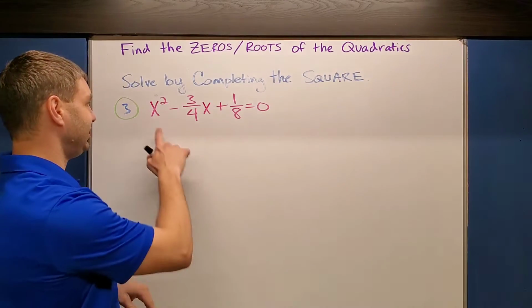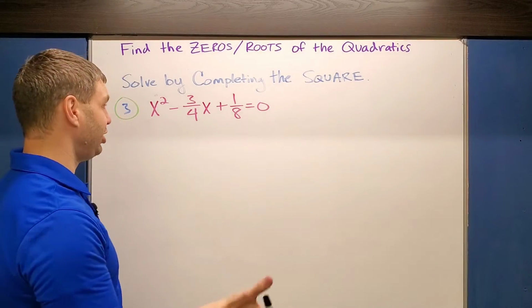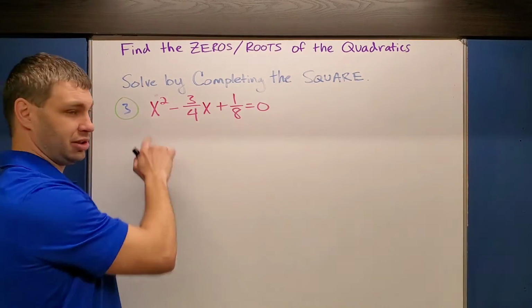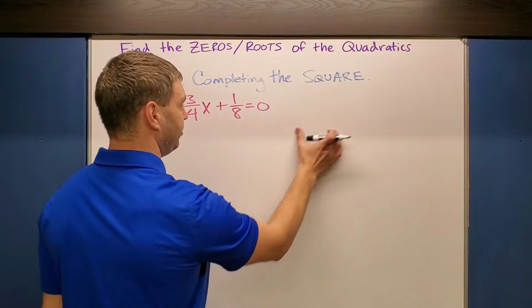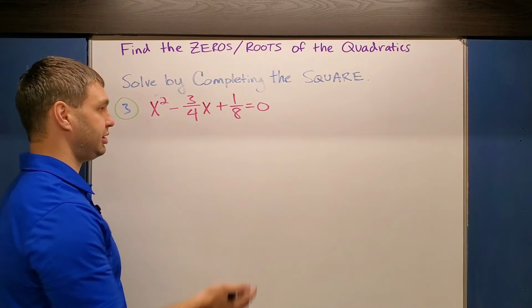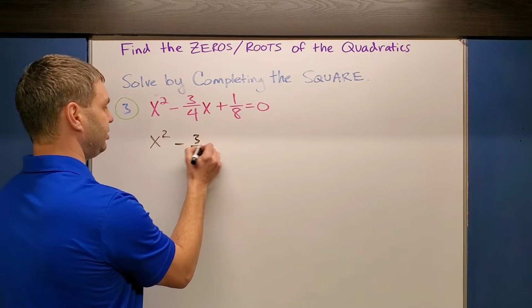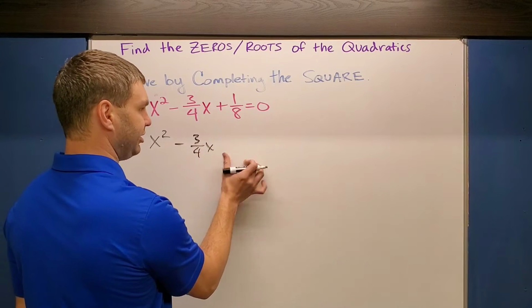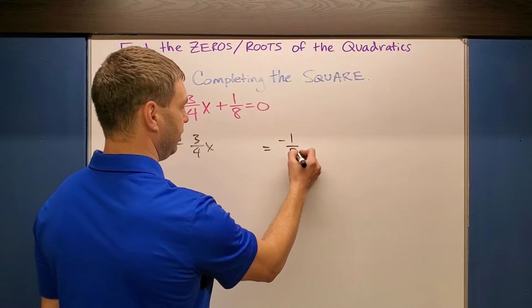But let's try it. It says x squared minus 3/4 x plus 1/8 equals 0. Now, whenever you complete the square, you have to have a 1 as your coefficient in front of your x squared. All right, so we're going to start by moving our constant term to the other side. All right, just like normal completing the square. This is x squared minus 3/4 x, and then you leave a little space, and I'm going to subtract the 1/8 over by going negative 1/8.